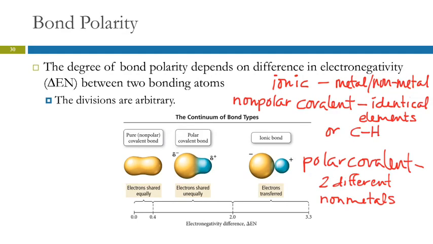If you have chlorine and chlorine, polar or nonpolar? Nonpolar, because they're the same, right? If you have calcium and chlorine, ionic, metal, nonmetal. Okay? Does this always work?